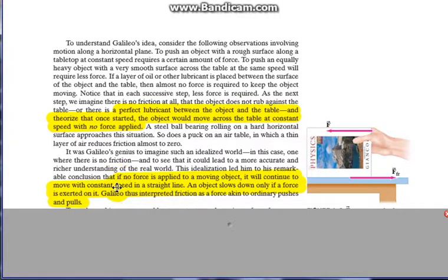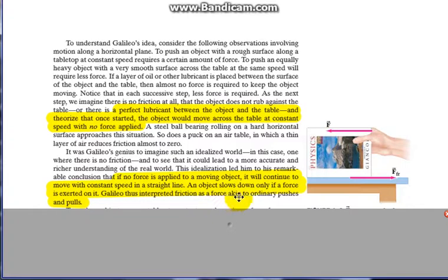Moving at a constant speed and moving in a straight line indicates constant velocity. Velocity is speed with a direction. So if we're moving at a constant speed in a straight line, that is constant velocity. So if we had no friction, this would happen. An object slows down only if a force is exerted on it. For example, friction. The force pushing the two objects together, the force that's working against you.